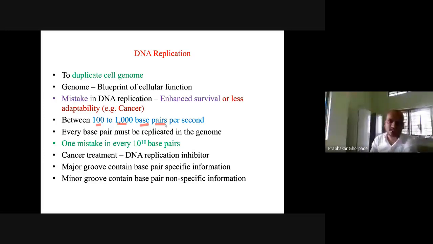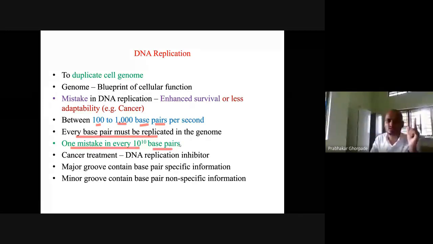Every base pair must be replicated in the genome, so that should be a very careful event. DNA replication may make a mistake 1 in 10^10 base pairs. 10^10 means after 1 you have to put 10 zeros. So 1 in 100 is 1 in 10^2. Likewise, 1 in 10 means one zero after 1. So you make only one mistake in 10^10 base pairs.